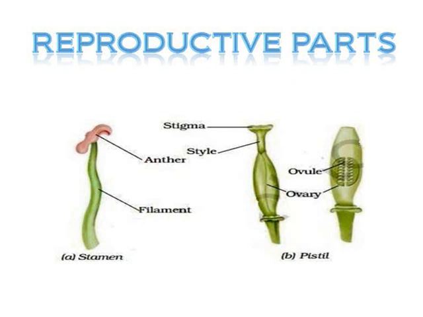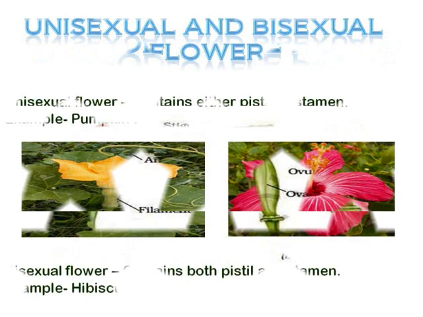Pistil is the female reproductive part of the flower. Each pistil consists of a swollen stigma at the top, a long tube called the style, and a swollen ovary at the bottom. Ovary contains one or more ovules. The female gamete or the egg is formed in the ovule.